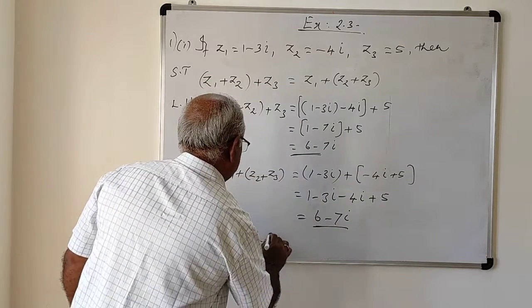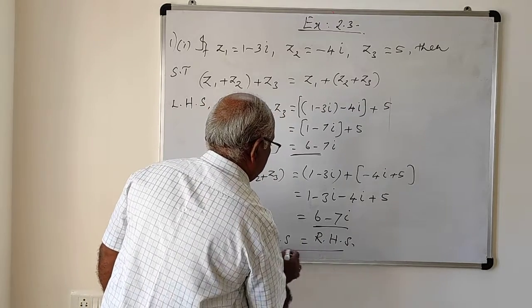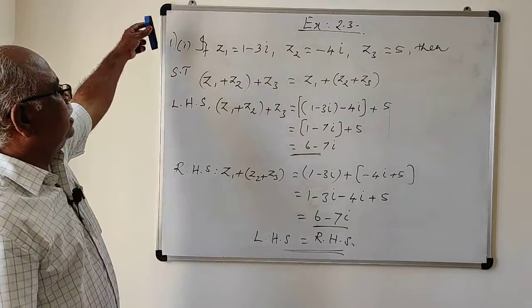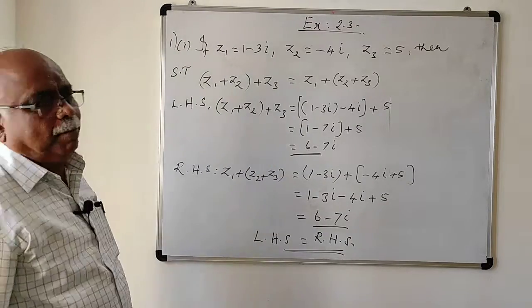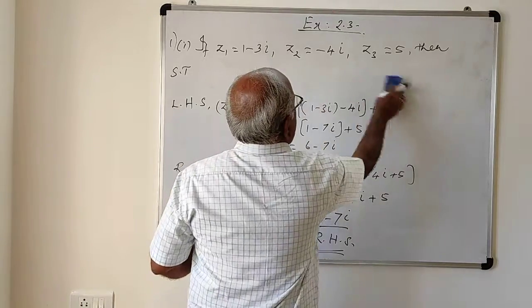LHS is equal to RHS. Left hand side is equal to right hand side. Hence we prove the result. This is the first subdivision of the first problem. Next, the second subdivision of the first problem.